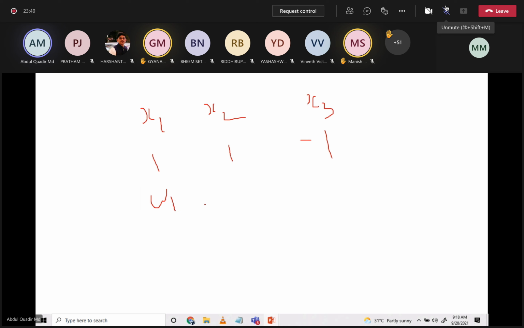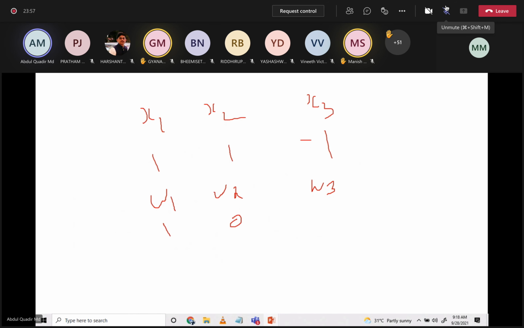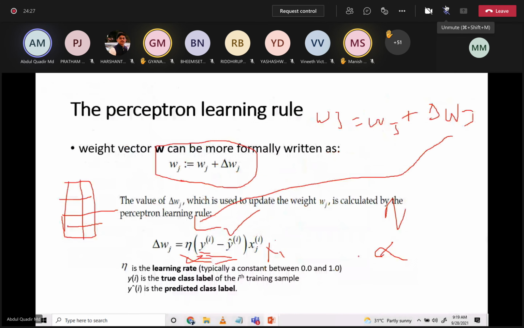What is our weight? W1, W2, W3. We have to take the latest weight: 1, 0, 0. What is our Perceptron rule? x1 into w1, which is 1, plus x2 into w2, 1 into 0 is 0, plus minus 1 into 0 is 0. So 1 plus 0 plus 0 is 1. Okay, so this is 1. We'll come back here.